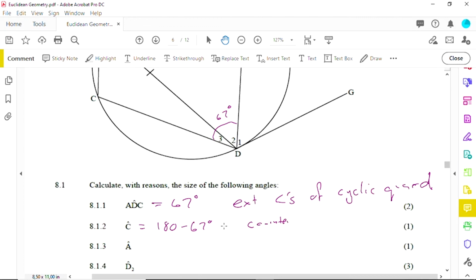The reason being co-interior angles. They are co-interior angles, so they should be 180 minus 67. You should get 113 degrees.